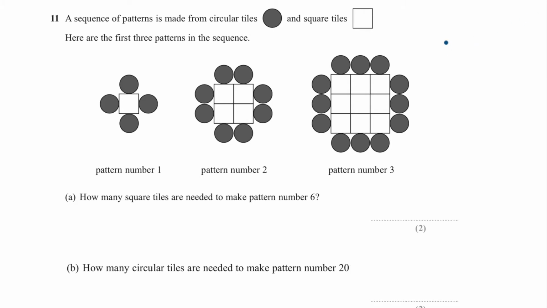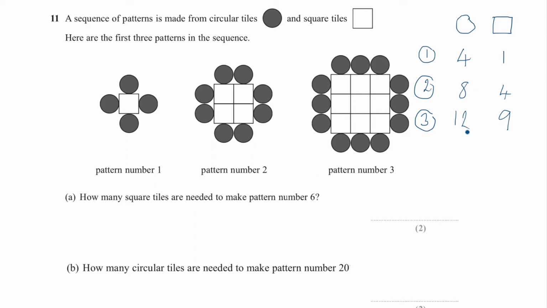So what I'm going to do is, at the top here, sketch a circle and sketch a square. And I'm going to put the pattern numbers here. So number one, number two, number three. In pattern number one, there are four circles and one square. Pattern number two, there are 8 circles and 4 squares. Pattern number three, there are 12 circles and 9 squares. And you might notice now that the squares are in fact square numbers and the circles are going up in multiples of 4. 4, 8, 12.